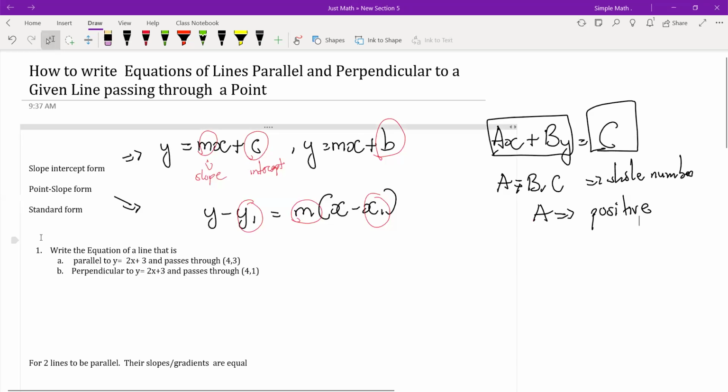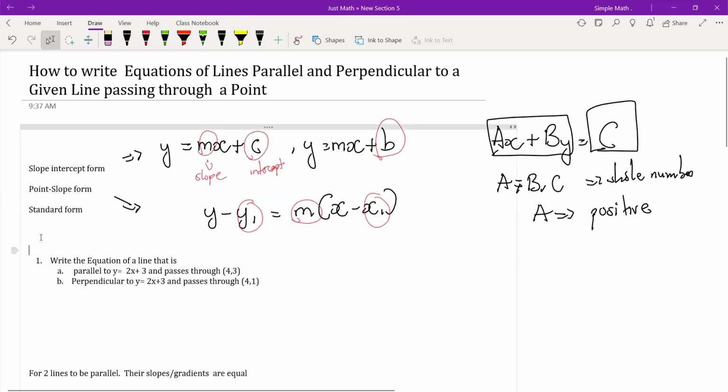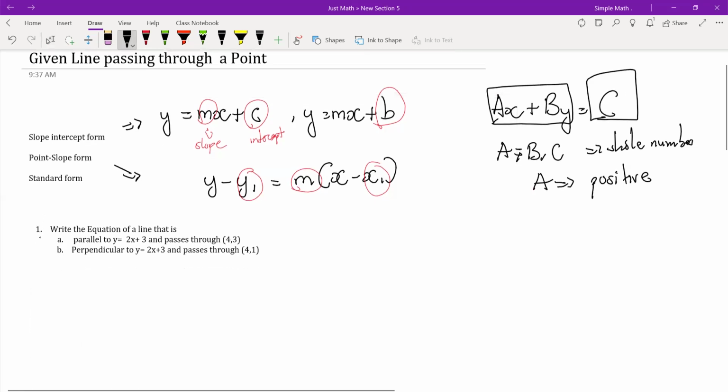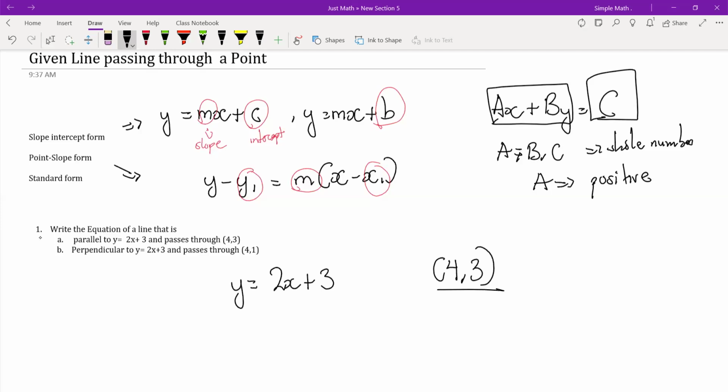Now let's answer this question. Write the equation of a line that is parallel to y equals 2x plus 3 and passes through (4, 3). So we're looking for a line that's parallel to this and that is passing through (4, 3).